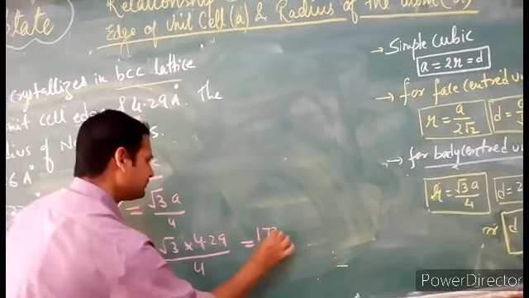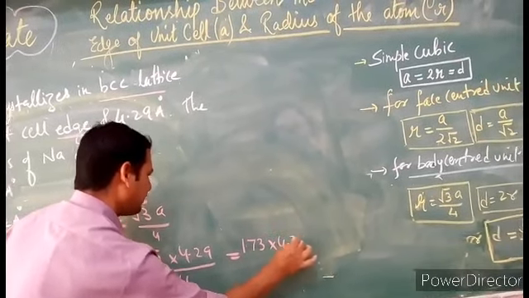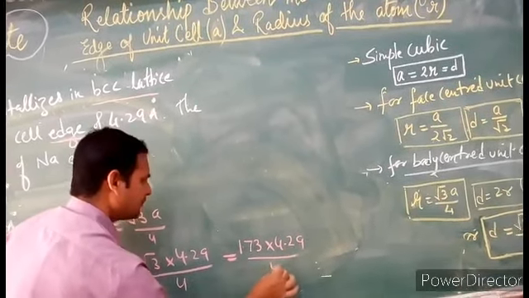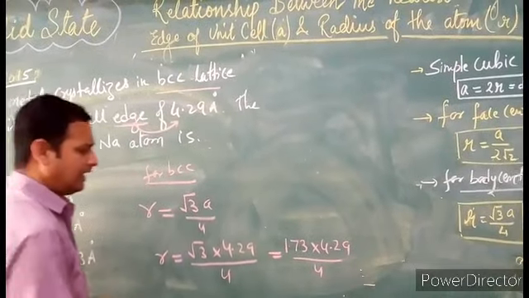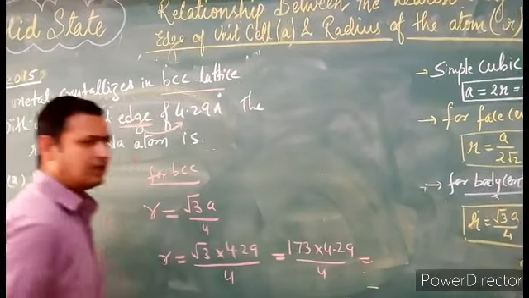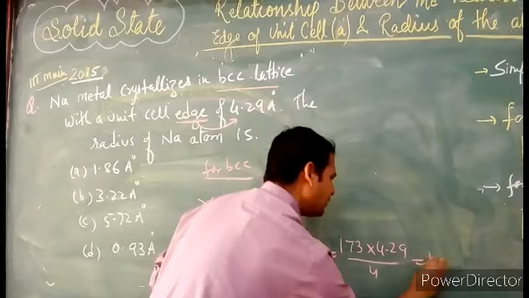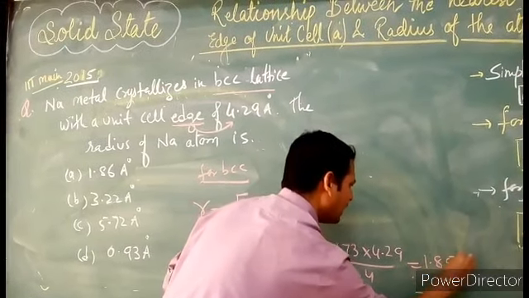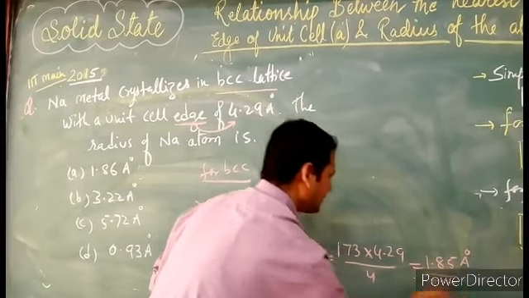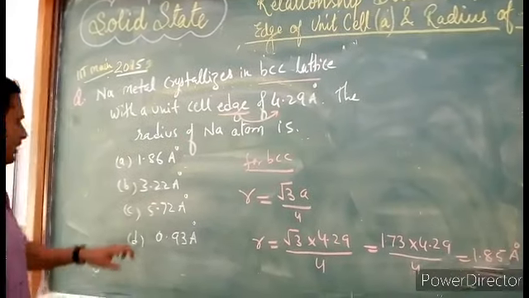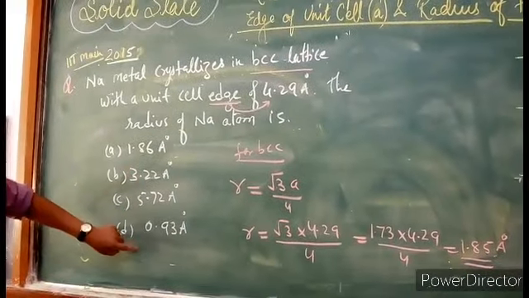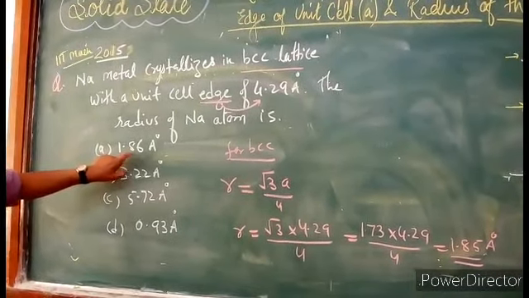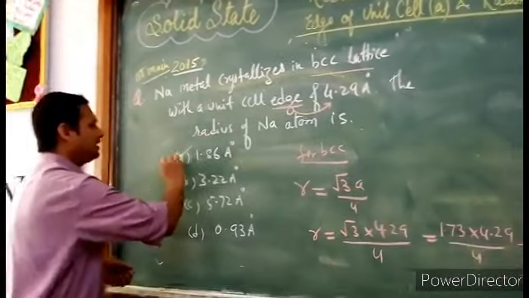1.73 approx into 4.29 upon 4. And if you solve it, the answer will come around 1.85 Armstrong. So if you try to locate our answer, it will be close to 1.86 Armstrong. So answer must be A.